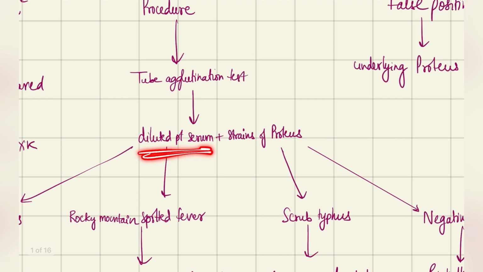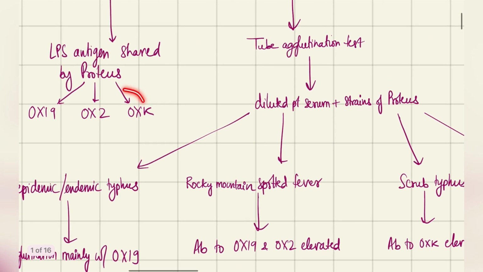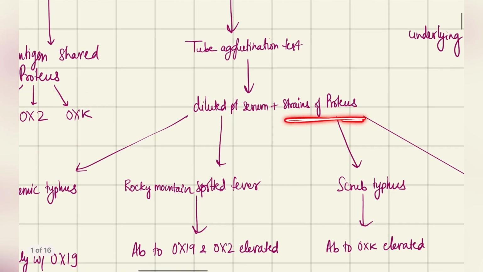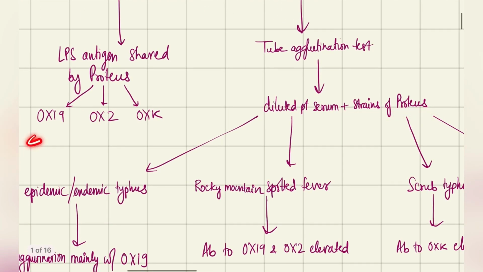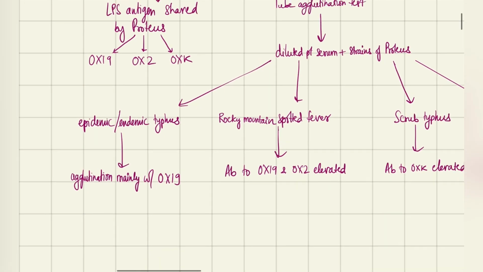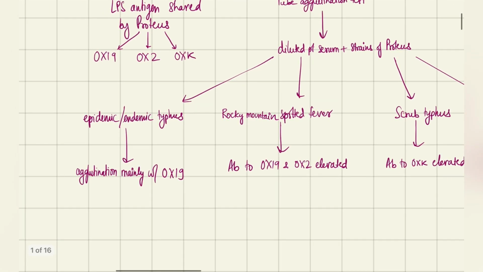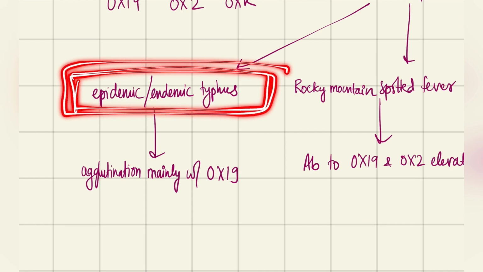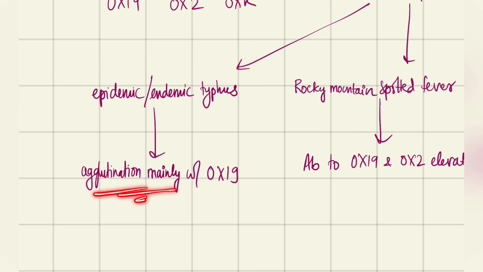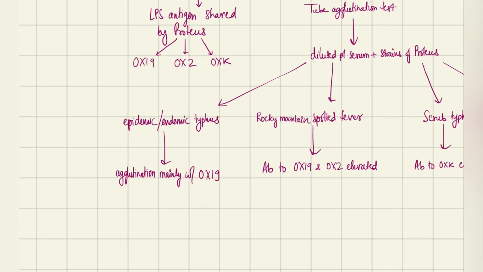Diluted patient serum is taken, plus we add the three strains of Proteus: OX19, OX2, OXK. What will we observe? How will we speciate the different Rickettsia types? If it's epidemic or endemic typhus, the typhus group, we'll see agglutination mainly with OX19 only.